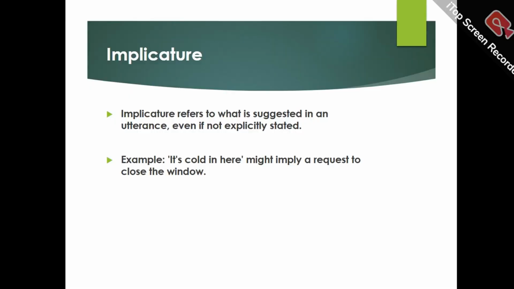Implicature. Implicature refers to the implied meaning in an utterance that isn't directly stated. It's what the speaker suggests or hints at, beyond the literal words used. For example, when someone says, "It's cold in here," they might not just be stating a fact, but could be implying a request to close the window. The listener interprets this additional meaning based on context, shared knowledge, and the nature of the conversation. Implicature allows communication to be more efficient and nuanced, as much can be conveyed indirectly.